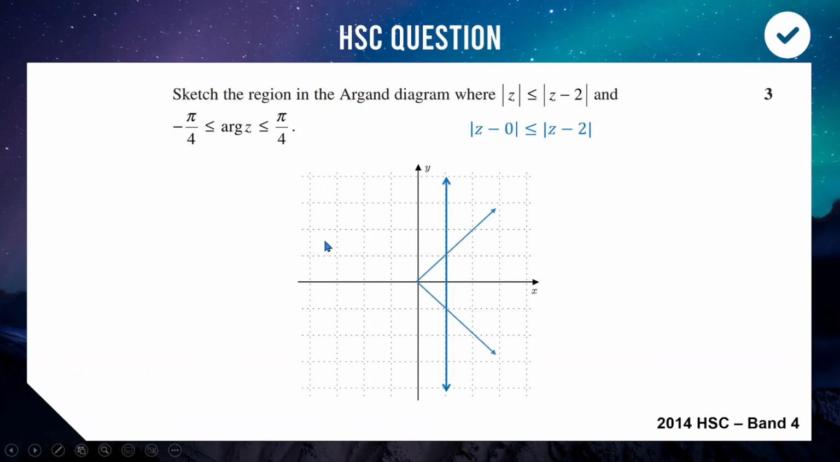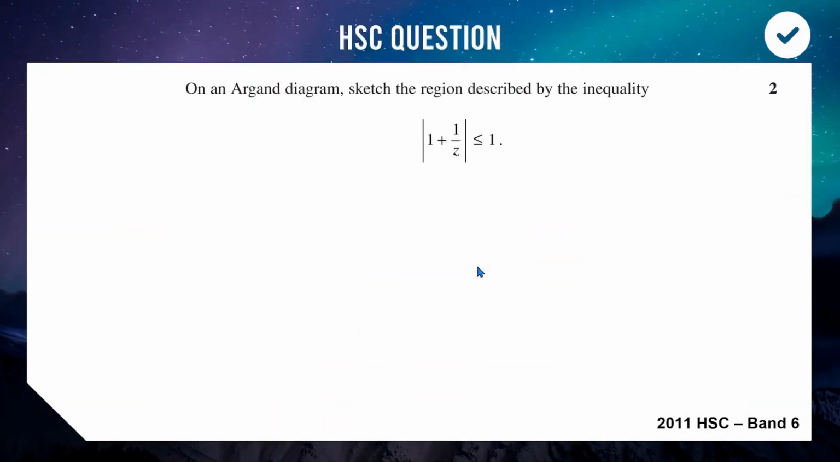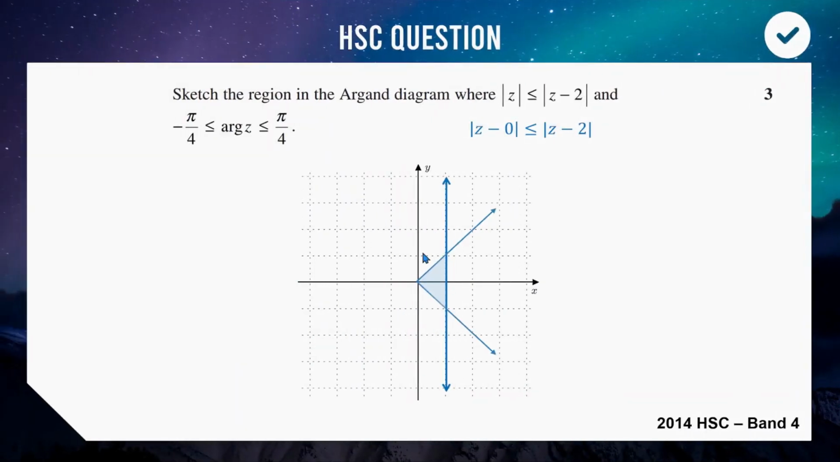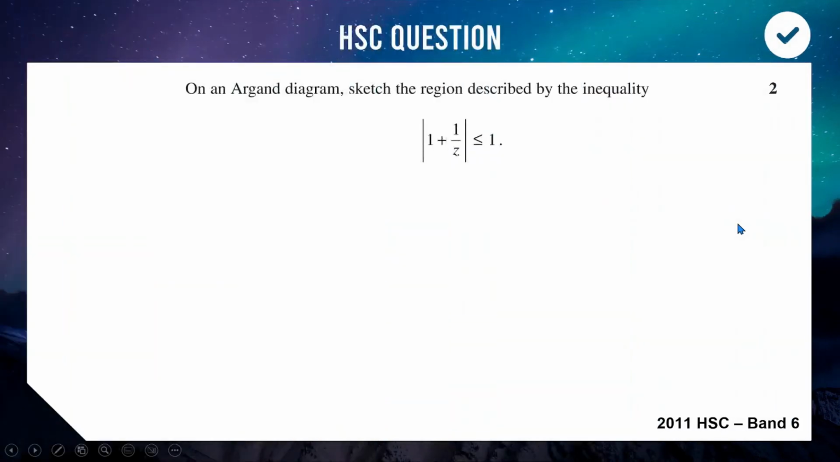So we're to the left of this line, we're between these two vectors, which means we're in this little triangle. Oh, no, go back. We're in this little triangle just here. Okay, within the two arguments and closer to 0 than we are to 2. Okay, beautiful. And finishing this absolute mess off with a band 6 from 2011.